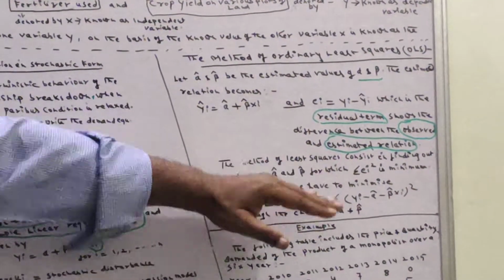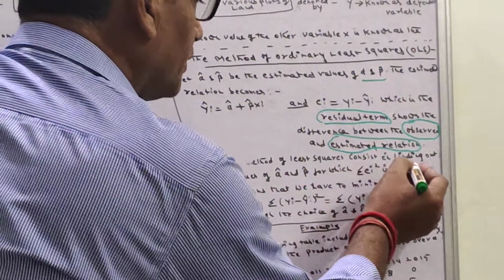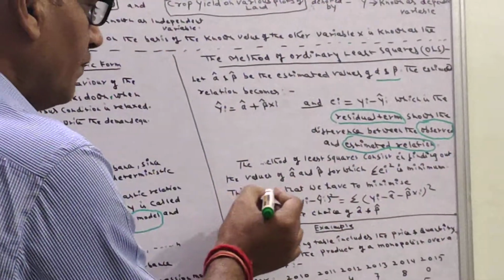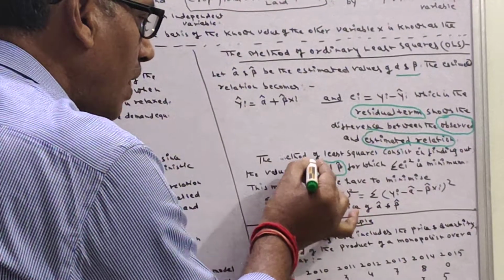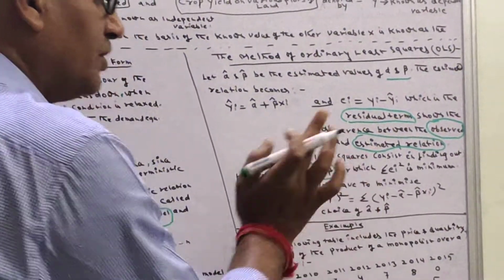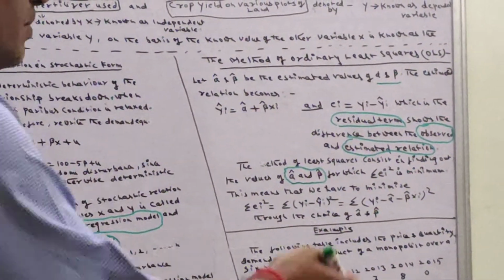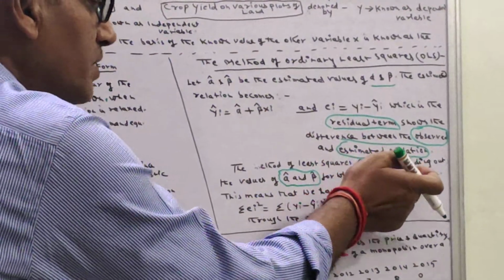Now the method of least squares consists in finding out the values of alpha hat and beta hat for which sigma ei square is minimum.